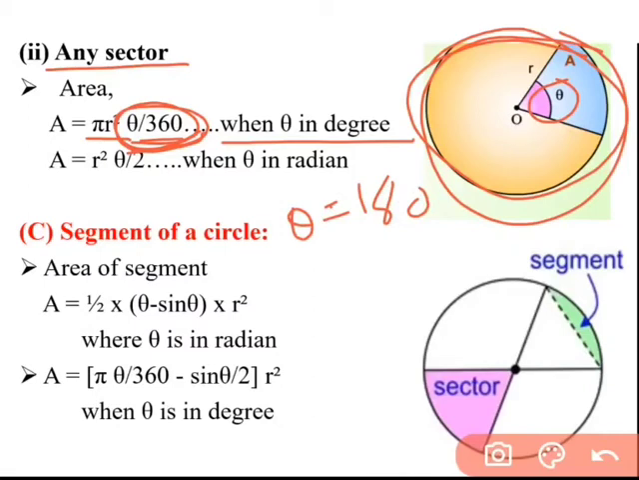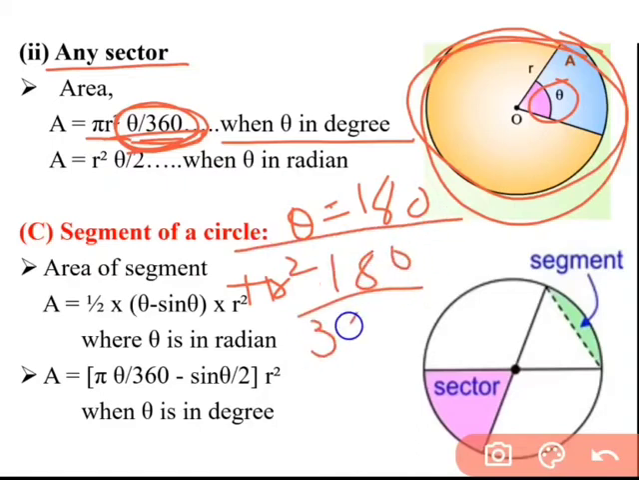So now put the value in the equation. A is equal to pi r square theta by 360. So pi r square, put the value theta is equal to 180. 180 divided by 360. So the equation of A, the area of a semicircle, is equal to pi r square divided by 2.